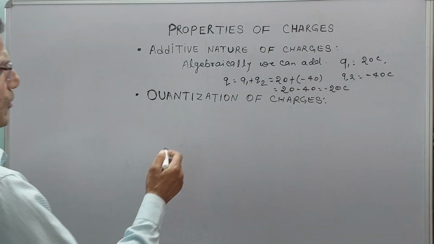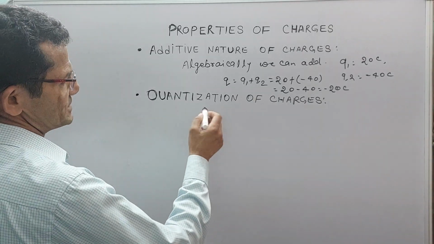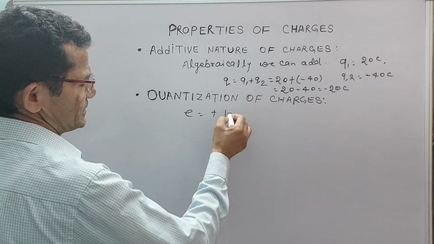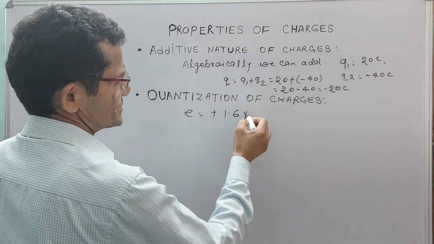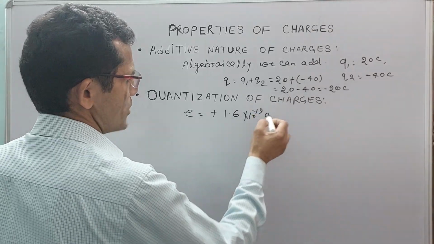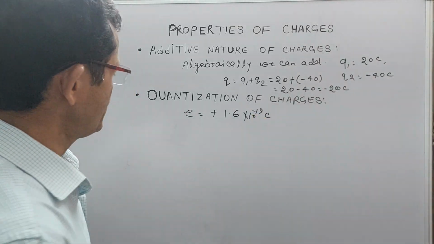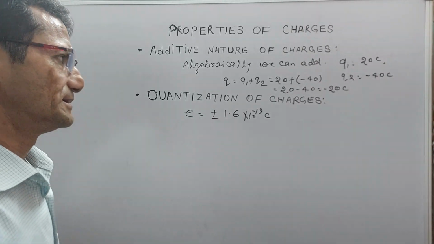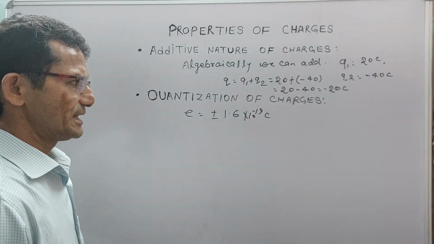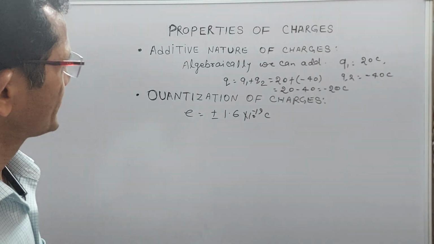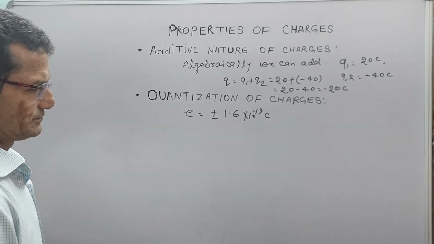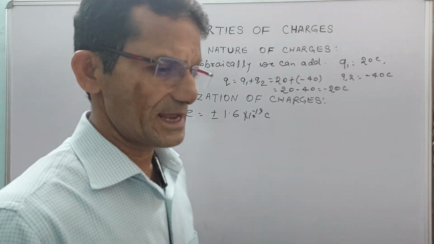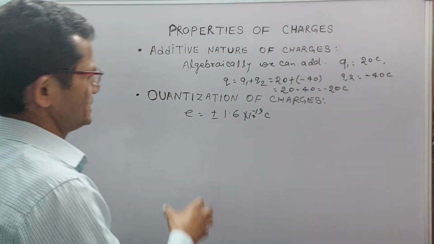So we know that the charges on electrons and protons are mathematically plus and minus. Plus is the charge on the proton, that is 1.6 times 10 raised to the power minus 19 coulomb, and the charge on the electron is negative, so it is minus 1.6 times 10 raised to the power minus 19. This is the elementary charge, and this is the minimum charge an object can have. So any object has a charge that is a multiple of this.